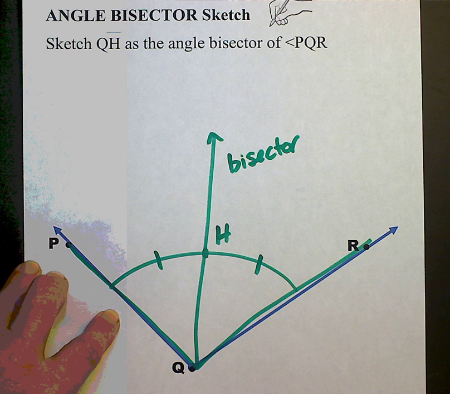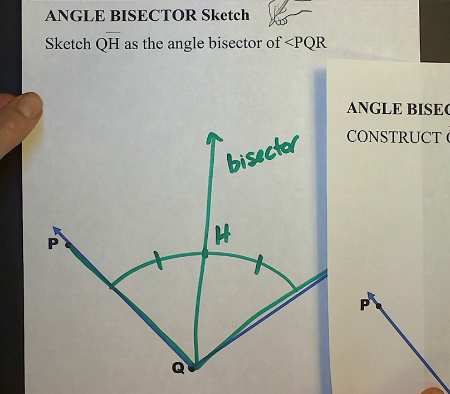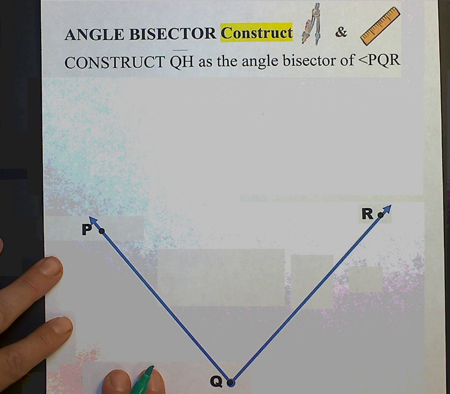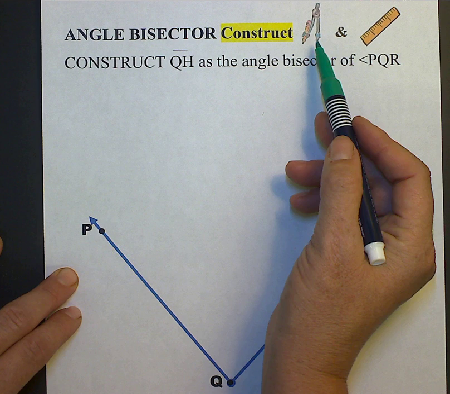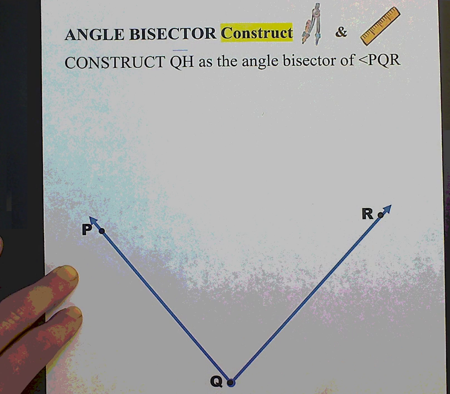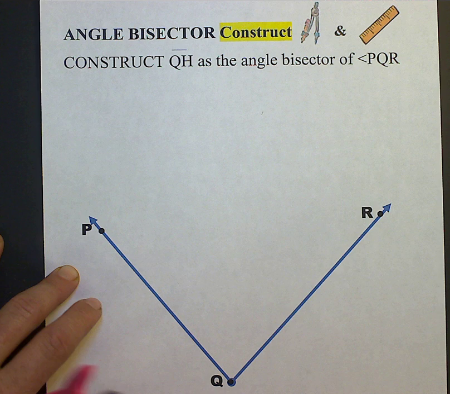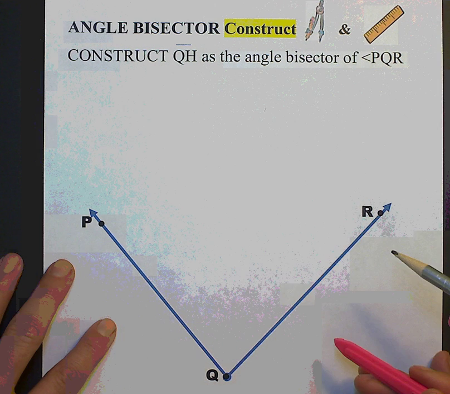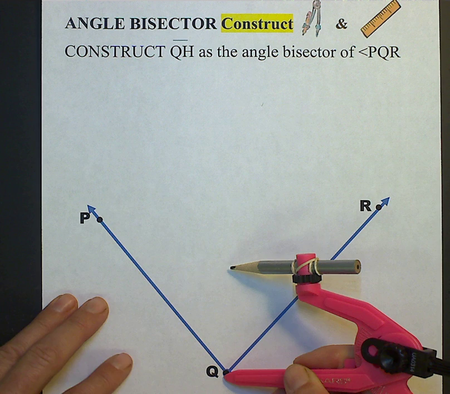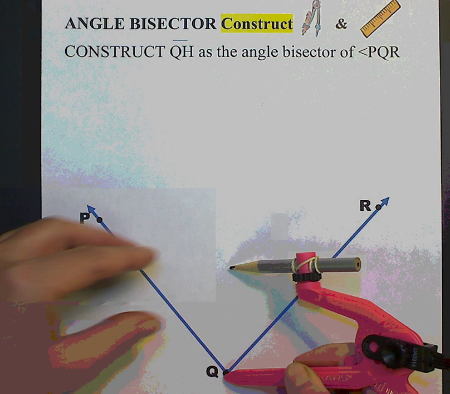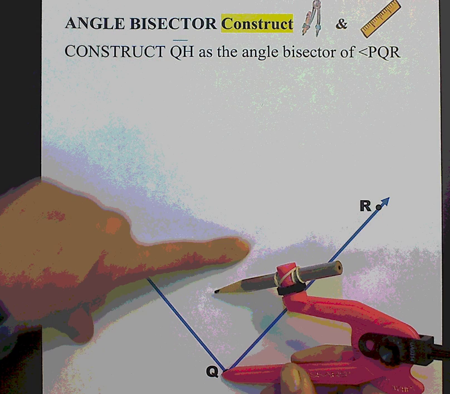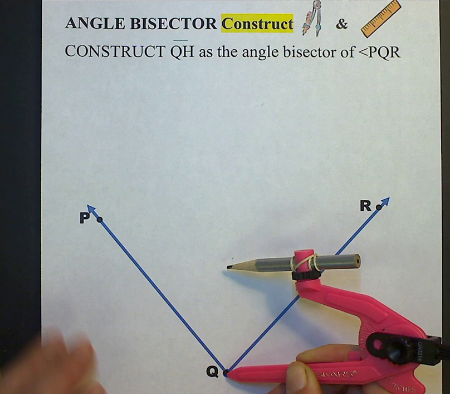In order to do this precisely, we must construct. Using a construction, we must have a compass and a straight edge. To construct an angle bisector, you first plant the anchor point on the vertex. It does not matter how wide or how short your compass marking is, as long as it cuts across the angle. I usually go about halfway.